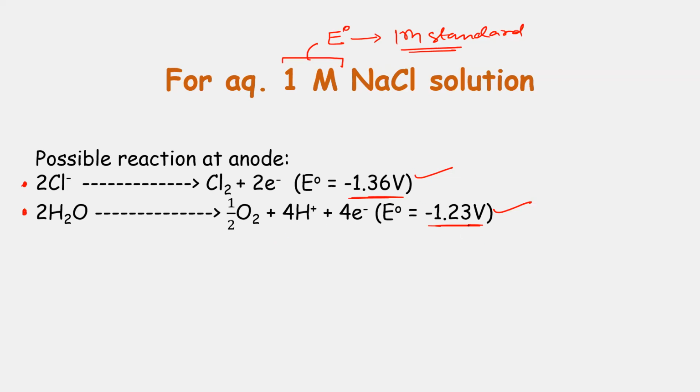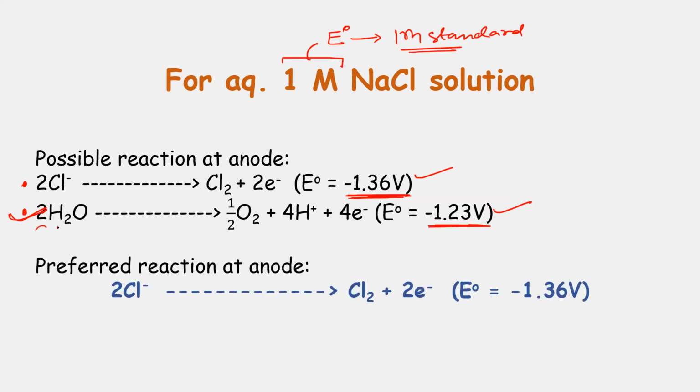No one is saying. Can you please compare these two values? Which is higher, which is greater? The second one, water, is greater. Correct? That means this oxidation should take place, but the preferred reaction that the scientists saw was of chlorine.